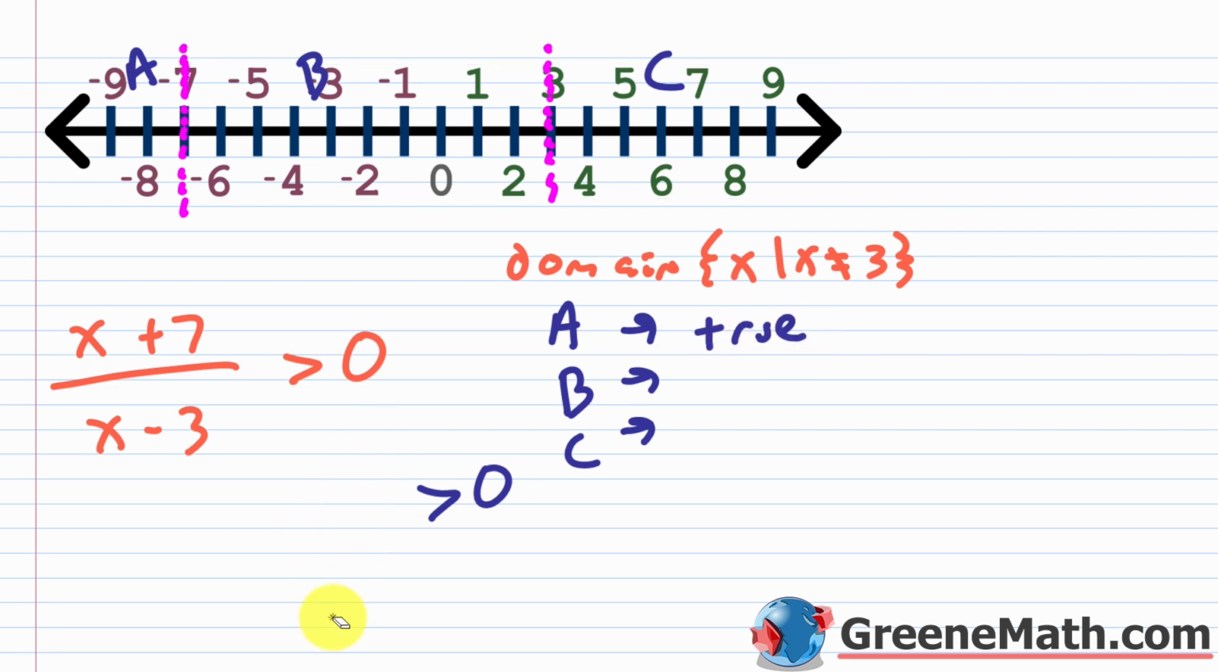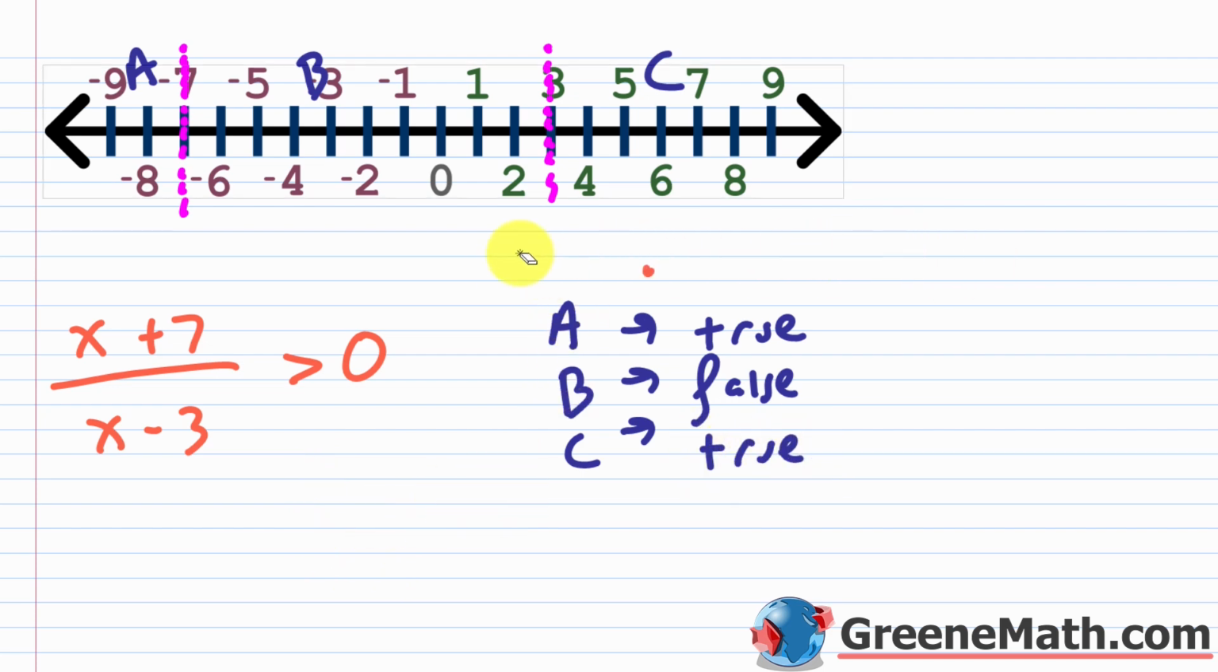All right, for B, let's pick 0. So 0 plus 7 is 7, and then 0 minus 3 is negative 3, and a positive over a negative is a negative, and that's not greater than 0. So this is false. And then for C, let's just pick 4. 4 plus 7 is 11, and then 4 minus 3 is 1. So 11 over 1 is positive, and a positive is always greater than 0, so this is true.